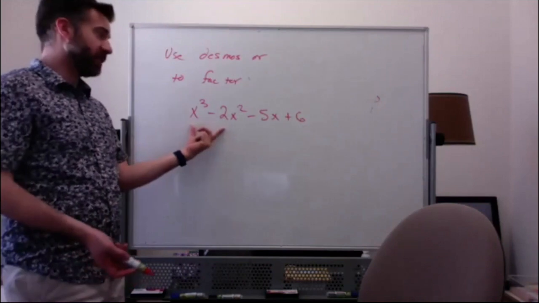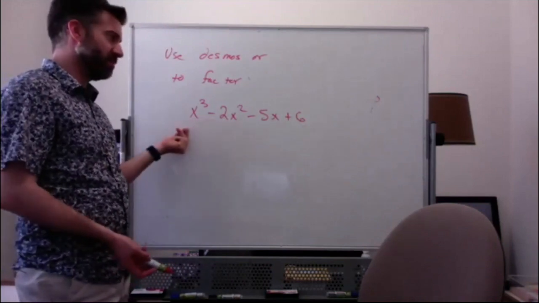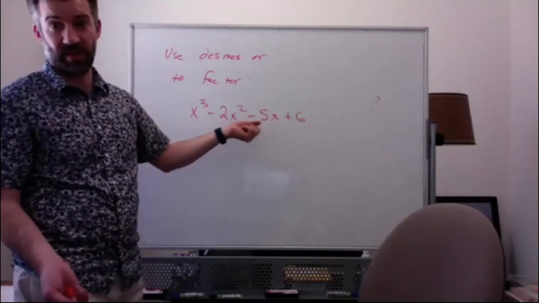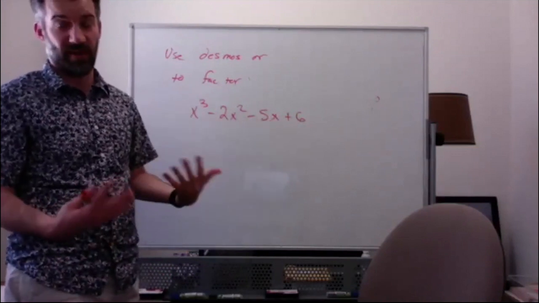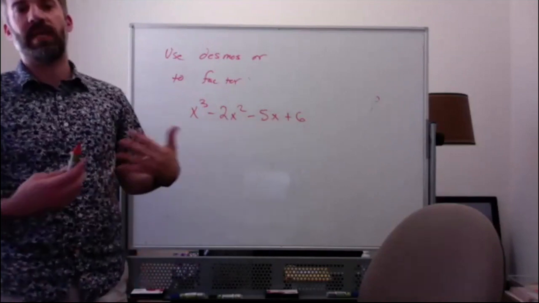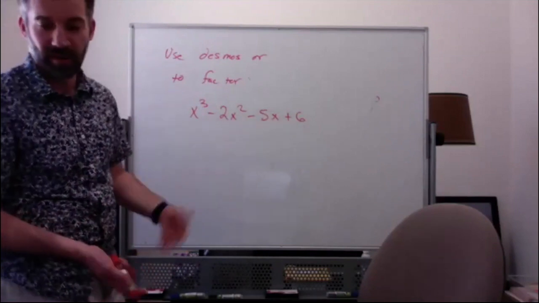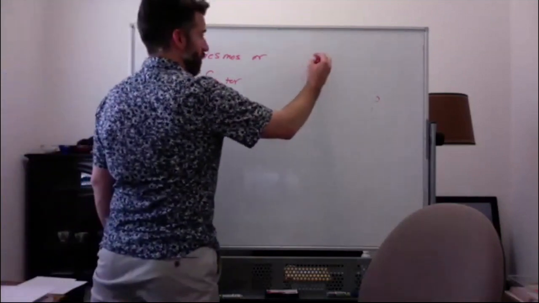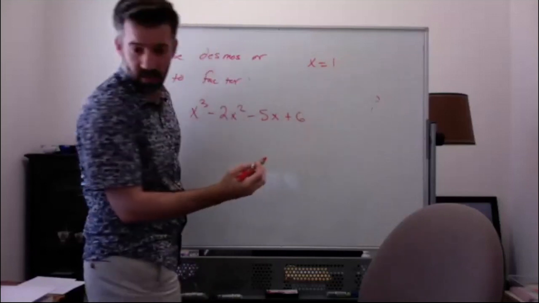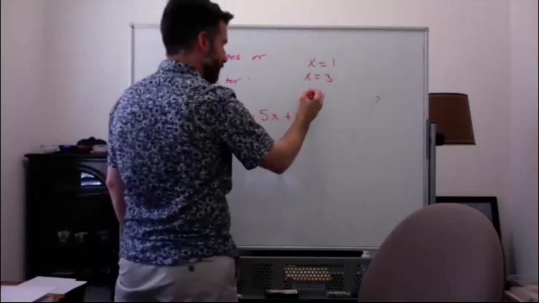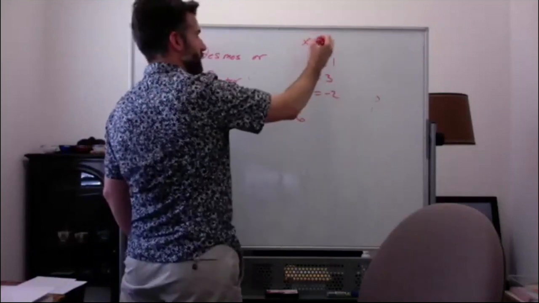I can factor out an x squared here. I'm left with x minus 2. I can't really factor out anything here, maybe a negative. You're left with 5x minus 6. We don't have the same leftovers, so we can't factor by grouping. So I'm going to use Desmos. I'm going to pretend like I used Desmos. I did it beforehand, and on Desmos I saw that my x-intercepts were x equal to 1, x equal to 3, and x equal to negative 2.